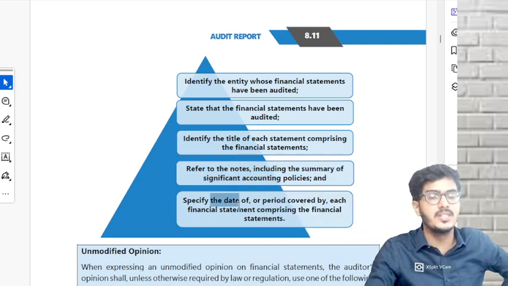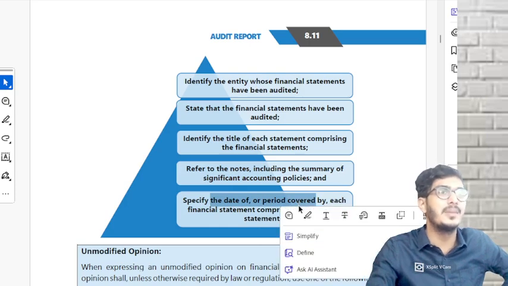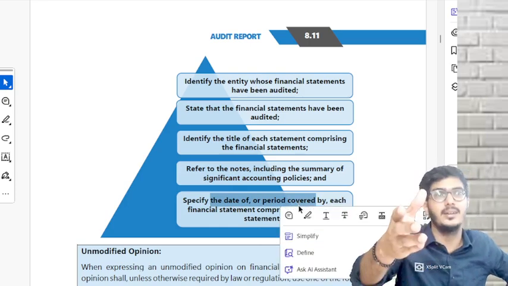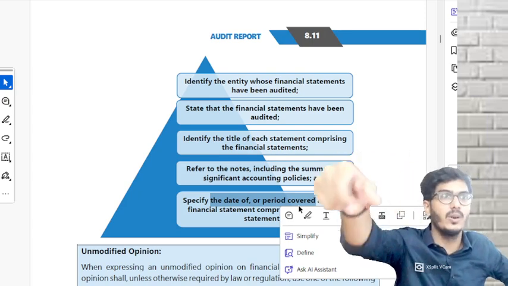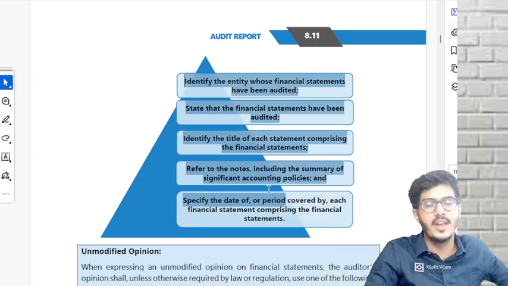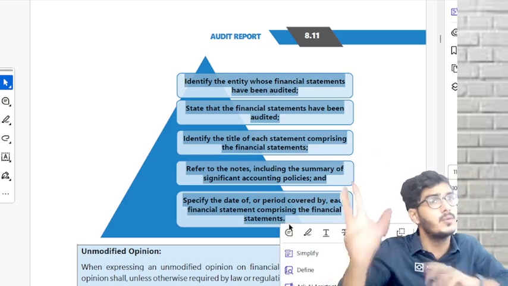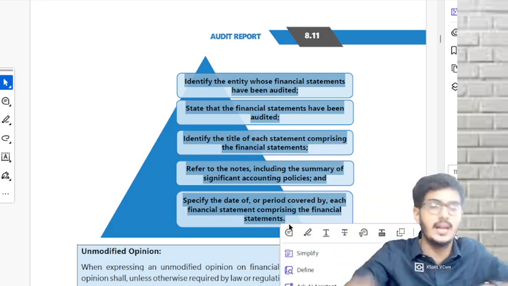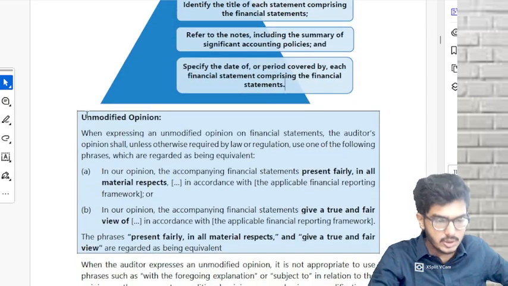And last, always specify the period. Period means which year you did the audit. 31st March 2024. That you have to write. Very simple 5 points. If the examination asks, don't write it directly. You have to dance, then write. Take it. Then this is also very important.